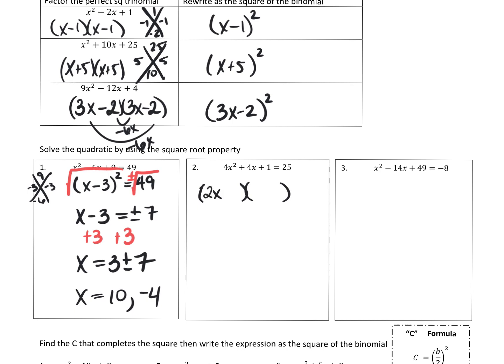Let's test it out. 2x and 2x, 1 and 1. Right? To get 4, I can do 2 times 2. To get 1, it's going to be 1 times 1. My outside is 2x, my inside is 2x. So that gives me 4x, right? If they're both positive. So 2x plus 1 squared equals 25.